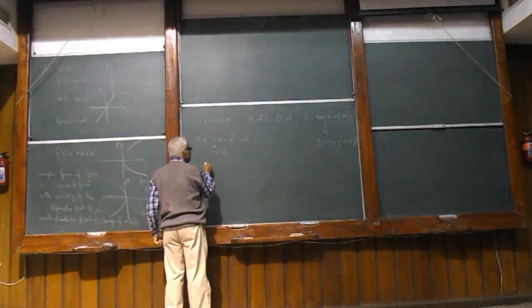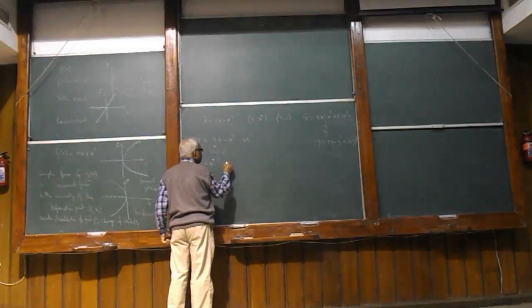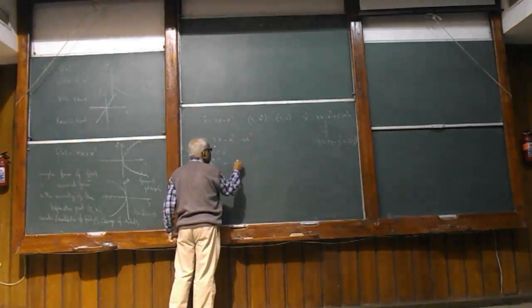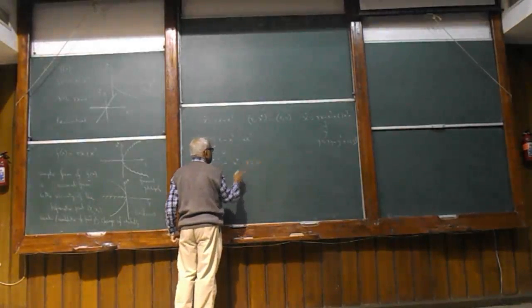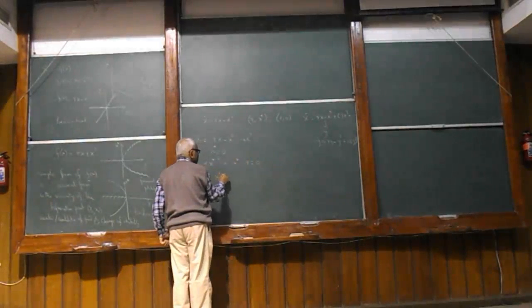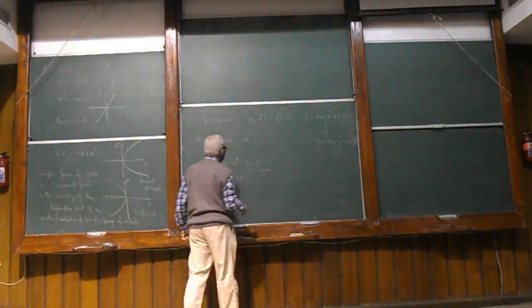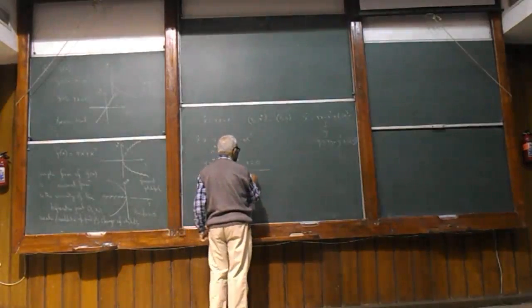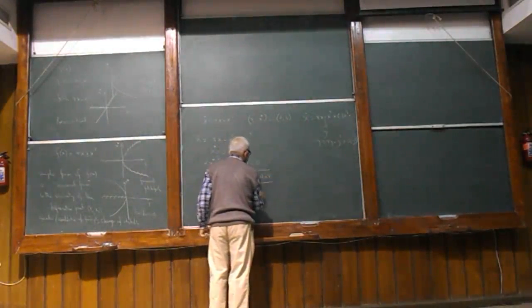The other fixed points are going to come from alpha x star squared plus x star minus r equal to 0. So x star is equal to minus 1 plus or minus the square root of 1 plus 4 alpha r, divided by 2 alpha.